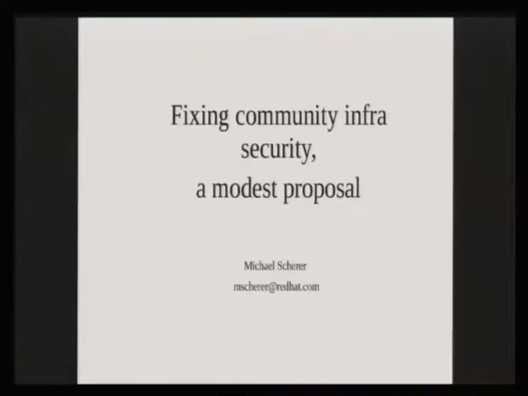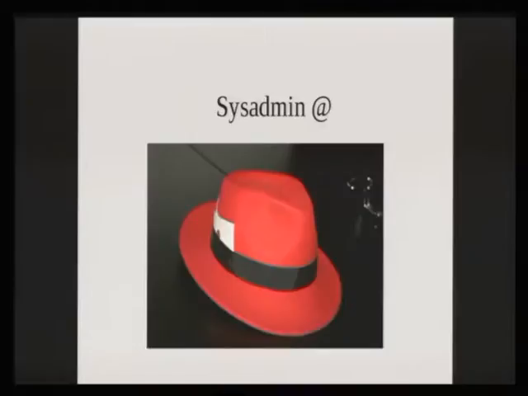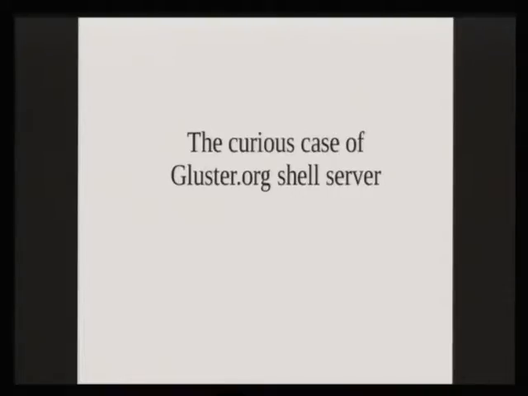Welcome to my talk called Fixing Community Infrastructure Security, a Modest Proposal, which is a long title. For people who do not know me, my name is Michael Scherer. I'm a system administrator at Red Hat, working in the open source and standard team. I'm not going to spend too much time on me because it's a lightning talk, it's supposed to be fast. People may have seen me last year at this conference speaking about the curious case of the Gluster.org shell server that got compromised.